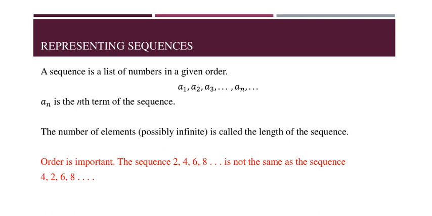Now, a sequence is a list of numbers in a given order. A1 is the first term of the sequence, then A2, A3, and we keep on going like this. An denotes the nth term of the sequence. Now, this sequence could be finite or infinite. If it is finite, say it has n terms, then I say that the number of elements in the sequence is n, and n is the length of the sequence. And if there are infinitely many terms, we say that we have an infinite sequence. Remember that order is important.